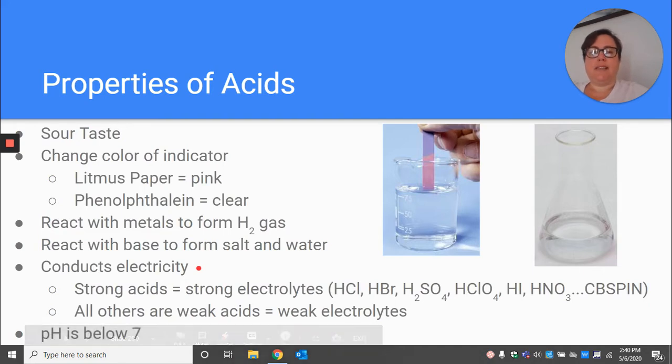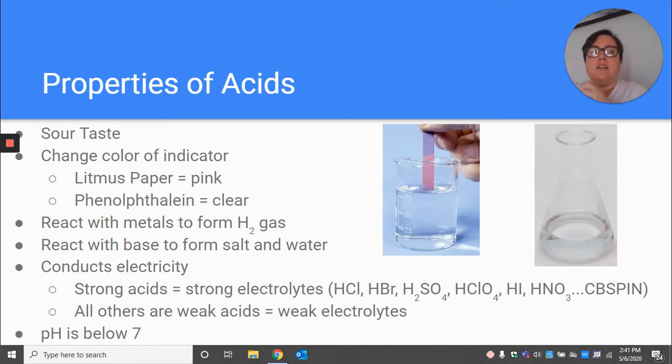Acids conduct electricity. They conduct electricity because they're electrolytes. Strong acids are strong electrolytes. So if there was a light bulb involved, it would be very bright. Weak acids are weak electrolytes, so that light bulb would just be dim.